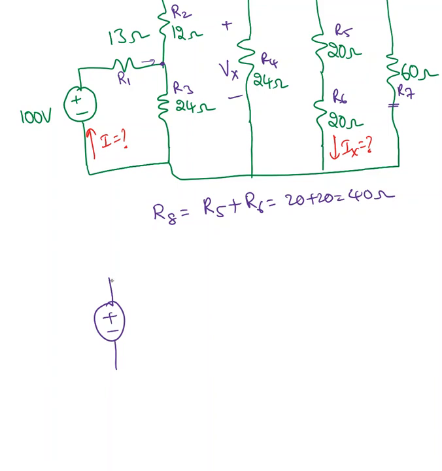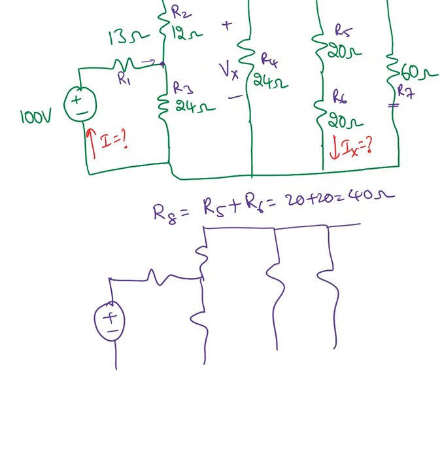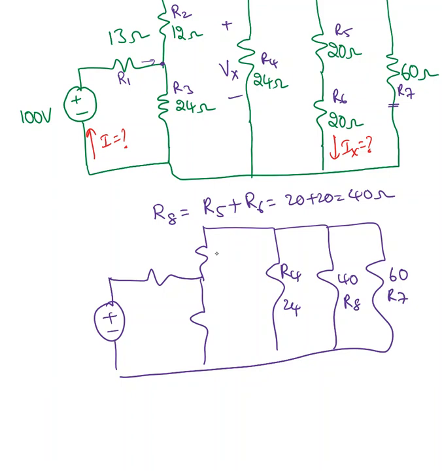Now if I replace this with 40 ohm, let me redraw. It's a good idea to redraw the circuit, not for every step, but at least for every 2 steps. That way it makes it easier for you. Okay, so this is 24, 40 and 60. So this is R8, R7, R4. Okay, R2, R3, R1.